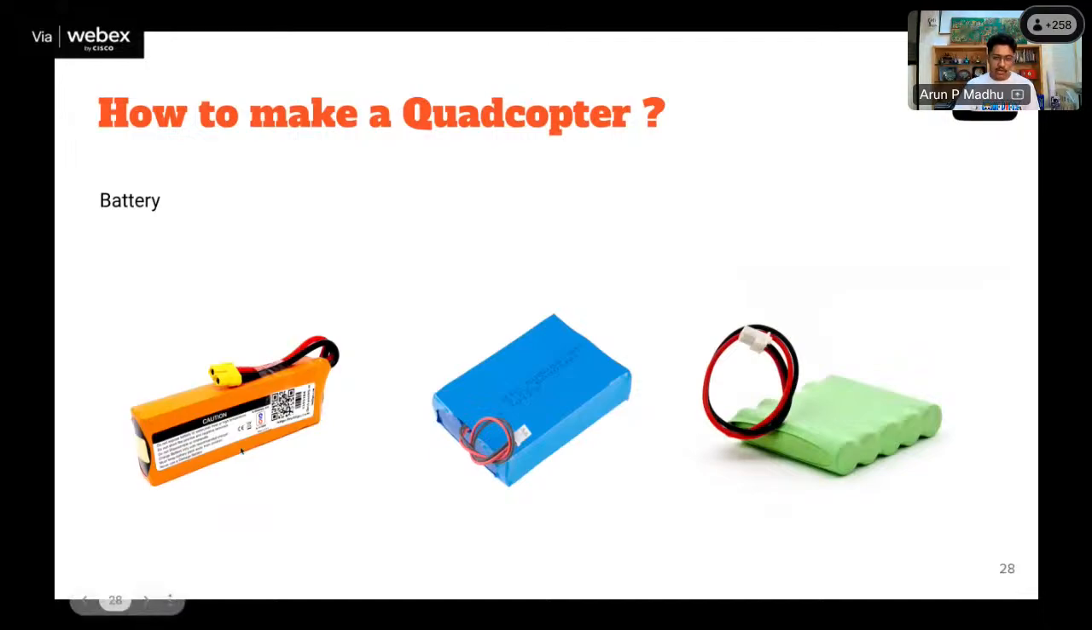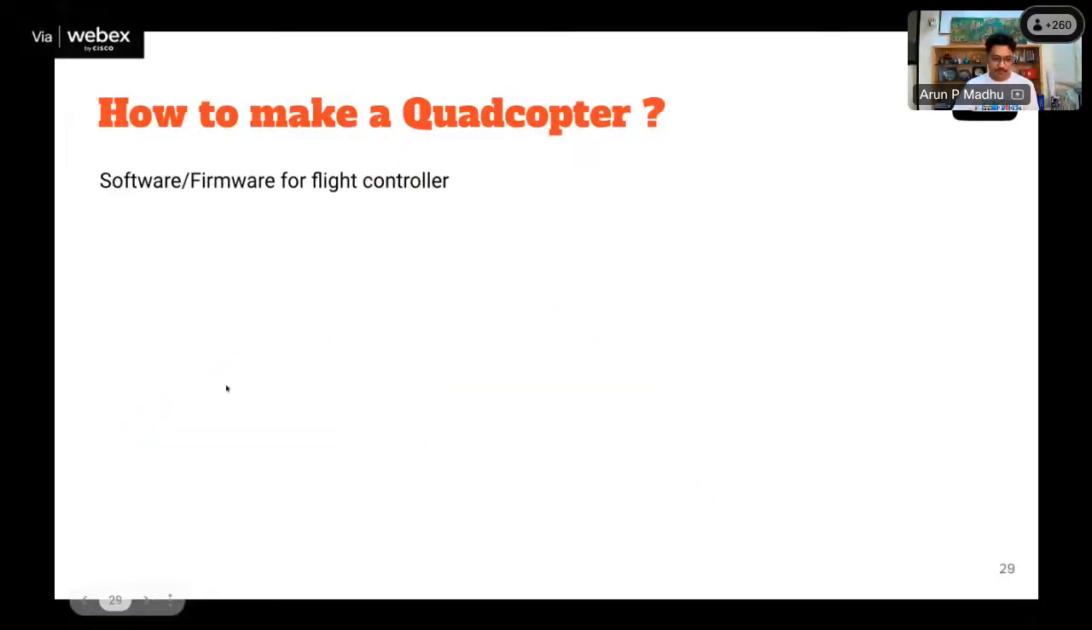Mostly we'll use lipo batteries because of their ability to give a large amount of current in a short amount of time. That type of thing we need, because suddenly if you want to accelerate the drone or increase the throttle, it needs a certain burst of current, a sudden discharge. So only the lipo battery will be able to provide that. So in most of the drones we use lipo batteries.